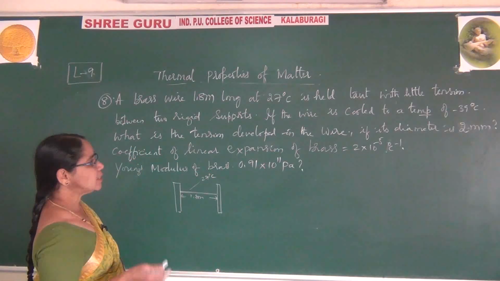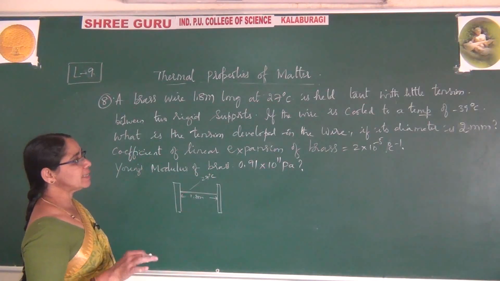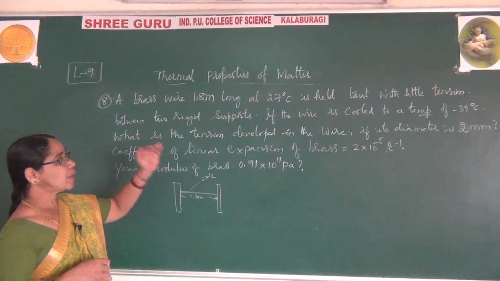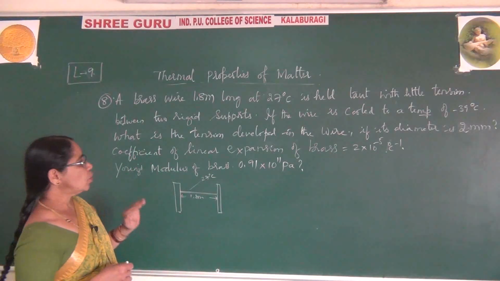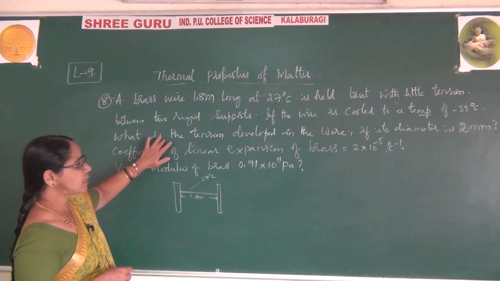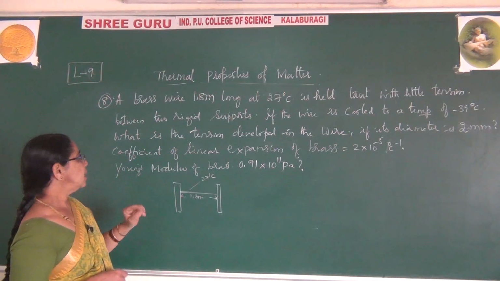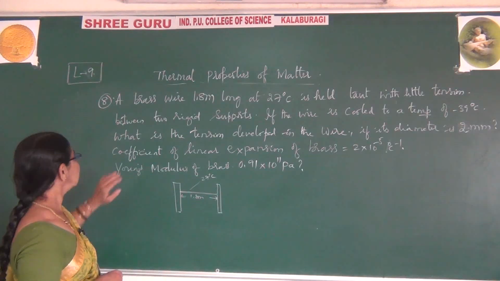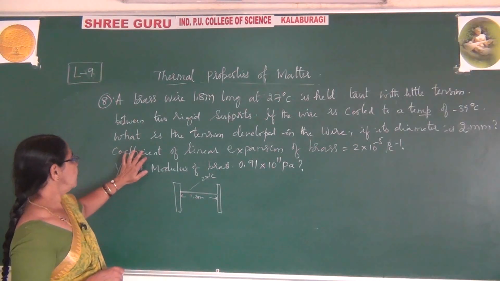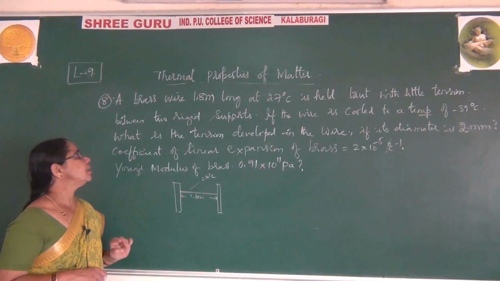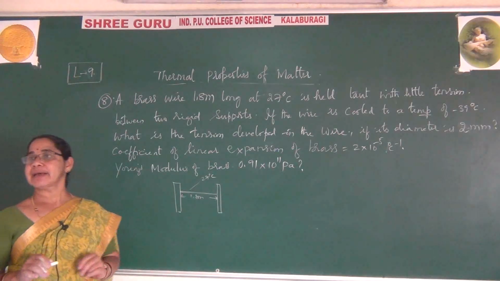Now, if the wire is cooled to a temperature of minus 39 degrees centigrade, so when you cool this, what is the tension developed in the wire? The diameter is 2 mm. So, what will be the tension developed in the wire they are asking.